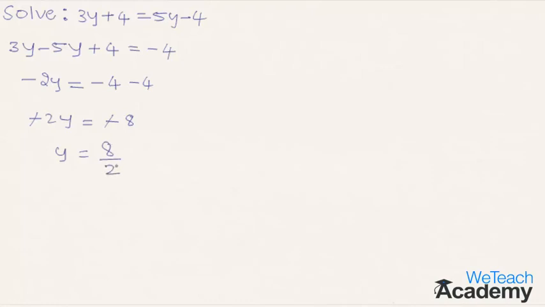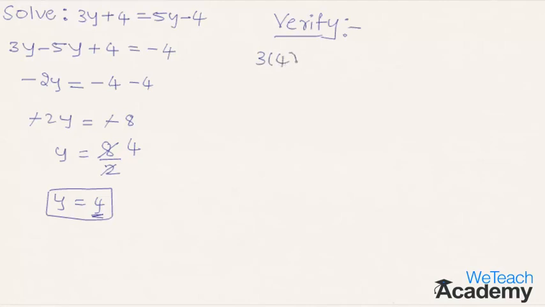By simplifying, we get 2 one time is 2 and 2 four times is 8. So we get the result as y = 4. Now let us verify the result by substituting y = 4 in the equation. By substituting, we get 3 into 4 + 4 = 5 into 4 - 4.